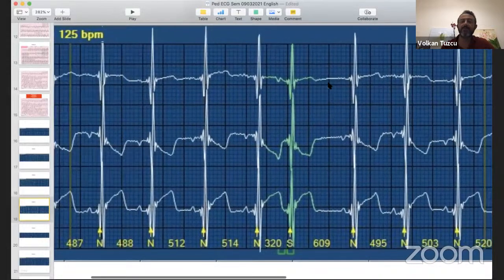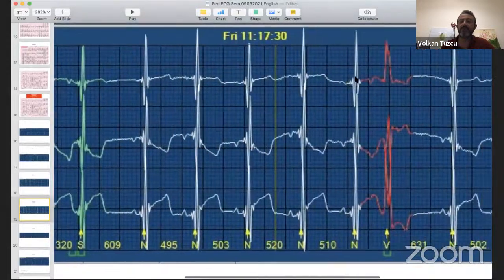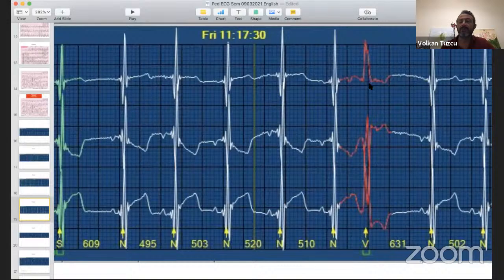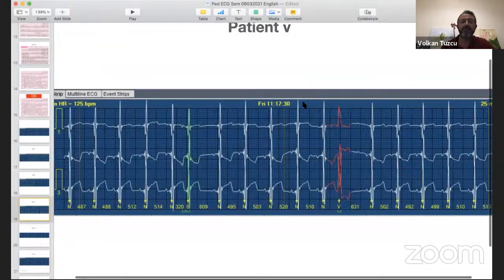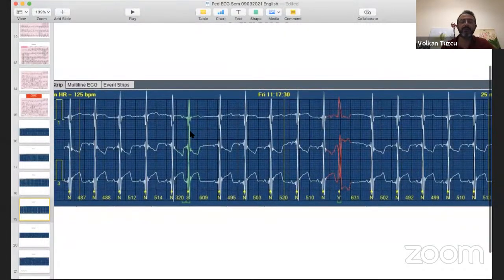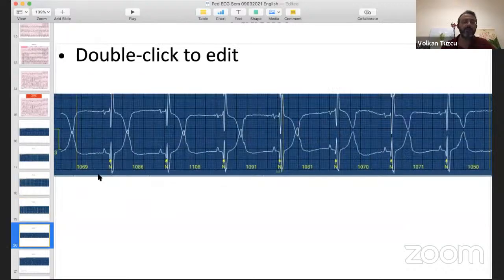Okay, let's look at another one. And actually, same thing here, see? And then the early beat. And here you have something looking like a PVC, but it's not a PVC because there's a P wave preceding it. So therefore it's an aberrantly conducted PAC, and this one is a normally conducted PAC. So they are both PACs. One is aberrantly conducted. Okay, what is this one?